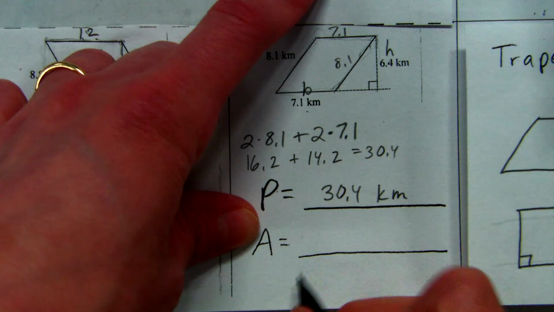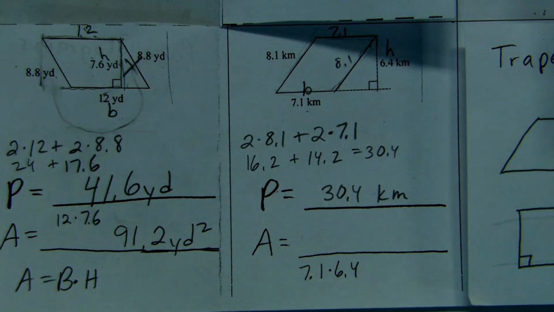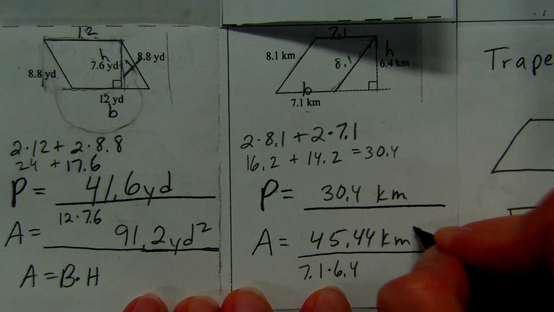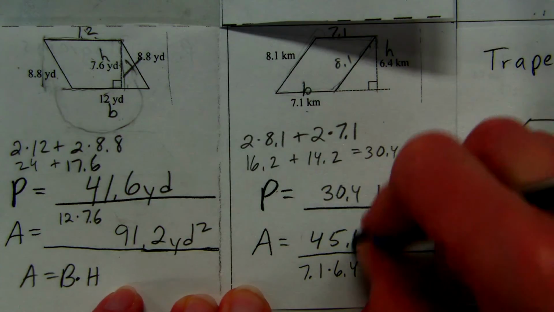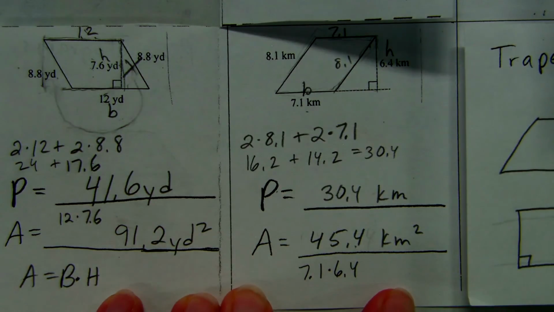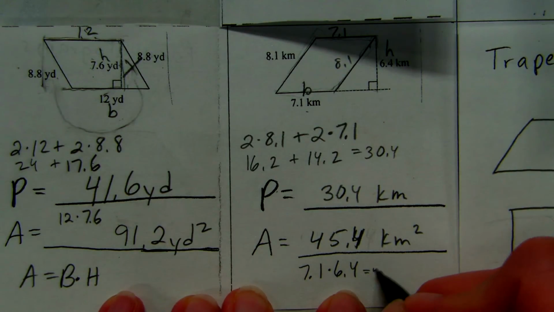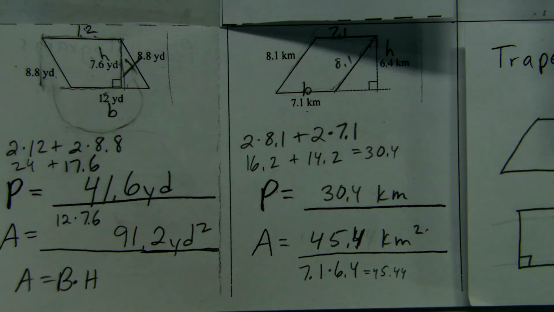So we're going to take those numbers and multiply them. 7.1 times 6.4. And we get 45.44 kilometers squared. What if it asked me to round to the nearest tenth? How would I round that 4? I could just leave it as a 4 then. Because on most of what we've been doing, they'll ask for the tenth, so we could just take that other 4 off. And we could write down here what it was, just so we know. Okay, and then we make sure that we put the squared on the area.